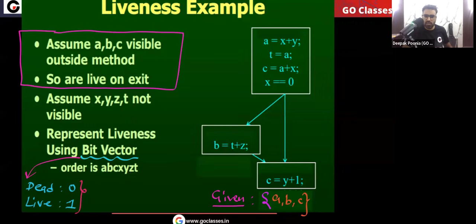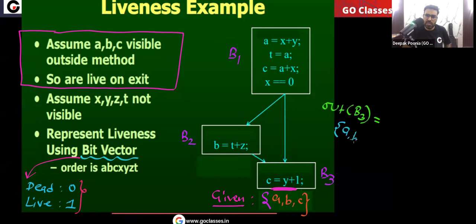Now let's perform the liveness analysis here. Let me call this basic block B1, let me call it B2, let me call it B3. So in this question, what information is given to us? You can see out of B3 is given to us. Out live of B3 means the set of variables that are alive at the exit of B3. So at the exit point of B3, the set of variables that are alive, that is A, B, C. So out of B3 is A, B, C, and remember, this information is given to us.